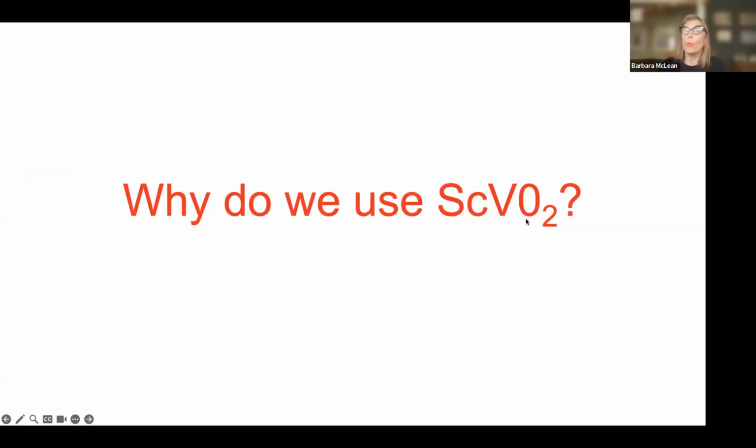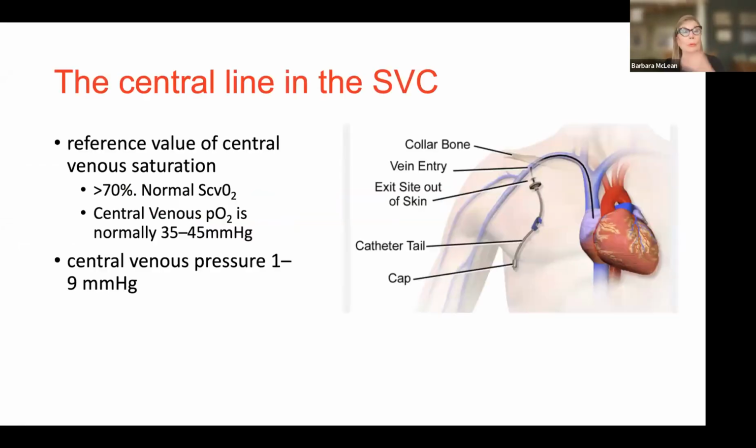So, why and how do we use ScvO2? ScvO2 actually requires that you have a central line, and that central line either ends right at the junction of the vena cava and the right atria, but most optimally, the catheter is actually well into the right atria. We can draw a blood gas as a sample from that central line.